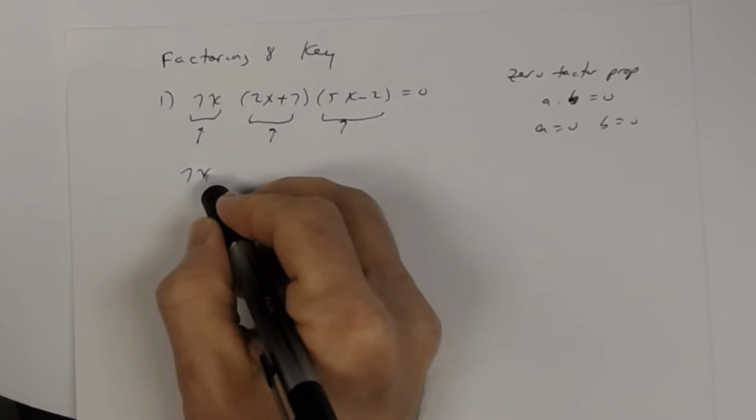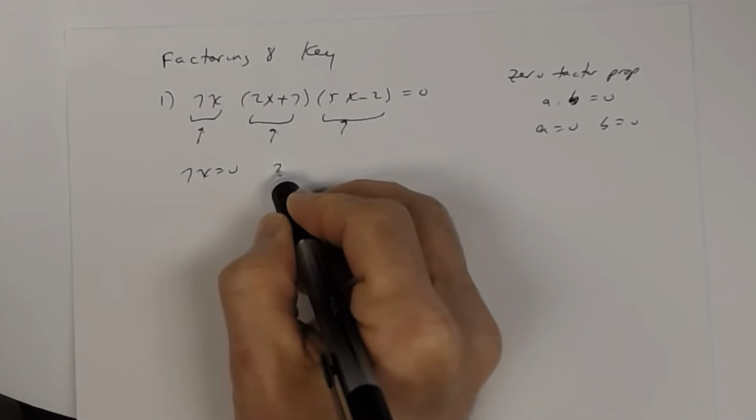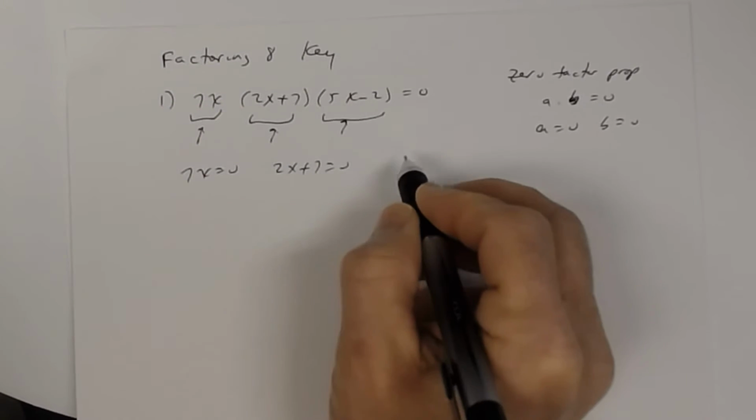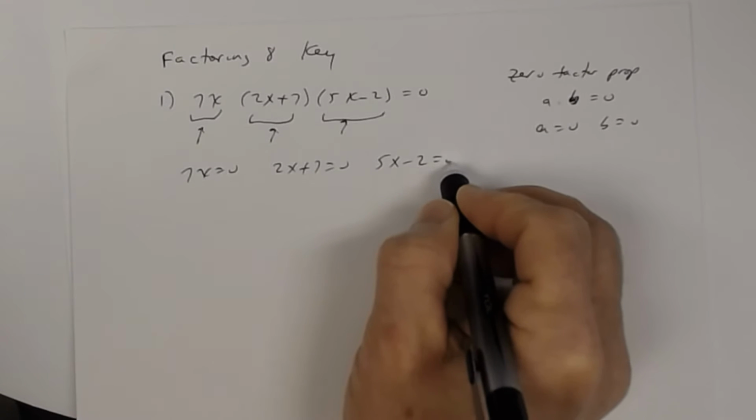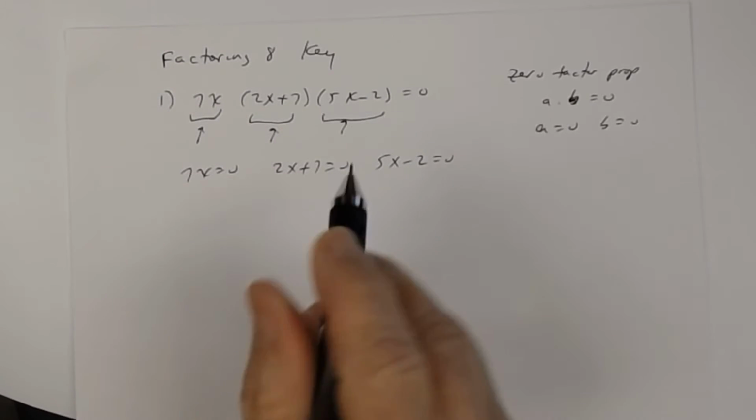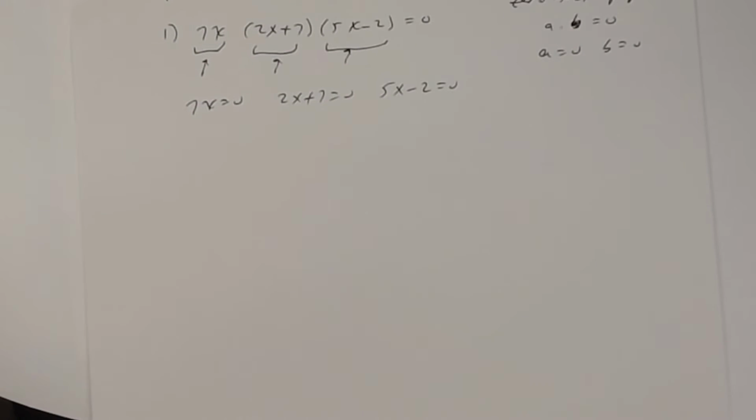So I get 7x equals 0. I say each one equal to 0. 2x plus 7 equals 0. 5x minus 2 equals 0. And it's just a matter of you solving each of those linear equations.